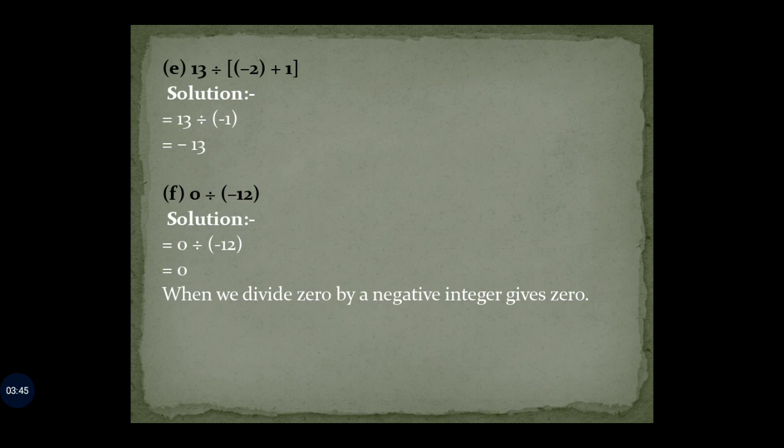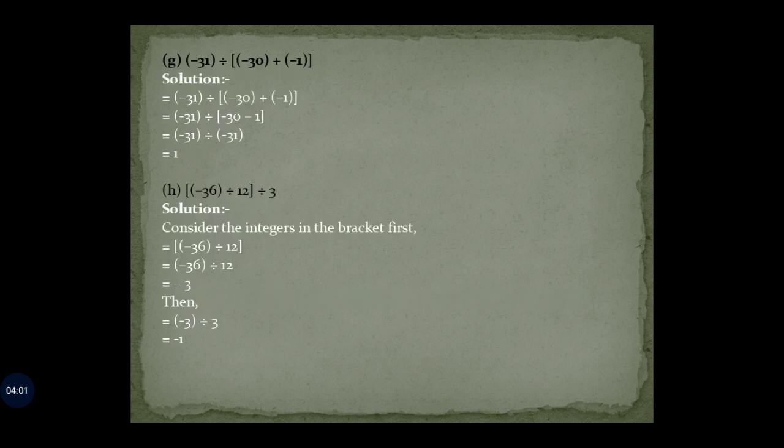F problem. Solution for this problem is 0 divided by minus 12 is equal to 0, because when we divide 0 by a negative integer it gives 0. Next one, G. Minus 31 divided by minus of 30 plus minus of 1.